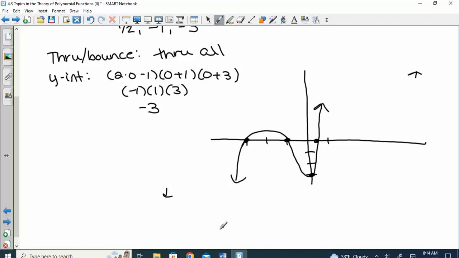So our final graph should look something like this. Double check, it matches the end behavior. The only place I hit my x-axis were those zeros. The only place I hit my y-axis was my y-intercept. So this should be good.